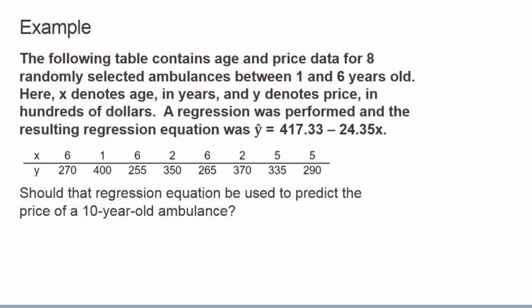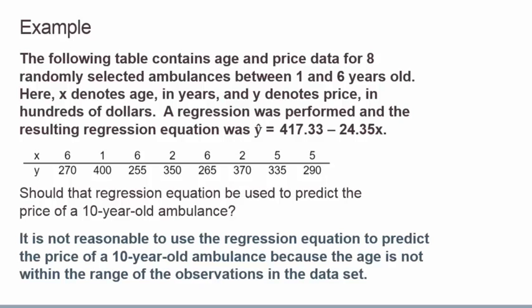Continuing with our example, should that regression equation be used to predict the price of a 10-year-old ambulance? 10 is outside the data range for X, so if I were to use my regression equation, it would be more of a guess than a prediction. It is not reasonable to use the regression equation to predict the price of a 10-year-old ambulance because the age is not within the range of the observations in the data set.